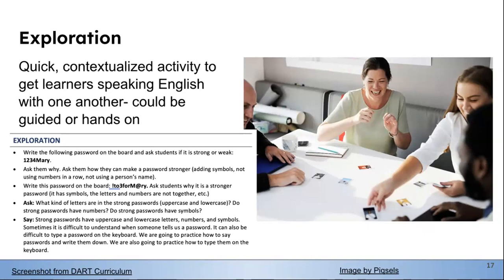We've already had our little bit of a warm up where we're just going to identify some things. Now we're moving into asking students to sort and order. Is this a weak password or a strong password? And why? What's the difference? Why is this one better than this one? So then you're going to write something on the board and ask why it is strong and see if they can identify those keywords we've learned about: uppercase, lowercase and symbol.